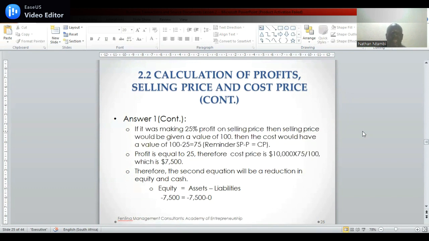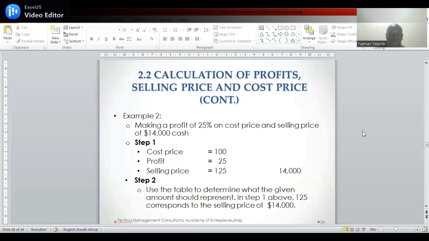If it was making 25% profit on selling price, then selling price would be given a value of 100. Then the cost would have a value of 100 minus 25, which is 75. Reminder, selling price minus profit gives you cost price. Profit is equal to 25. Therefore, the cost price is 10,000 times 75 over 100, which is 7,500. Therefore, the second equation will be a reduction in equity and cash, which is minus 7,500 equals minus 7,500 minus 0.